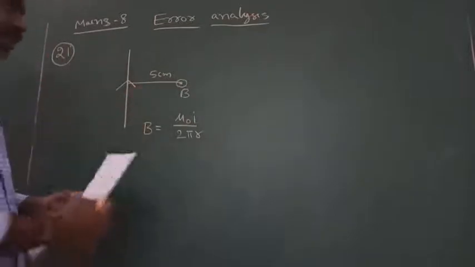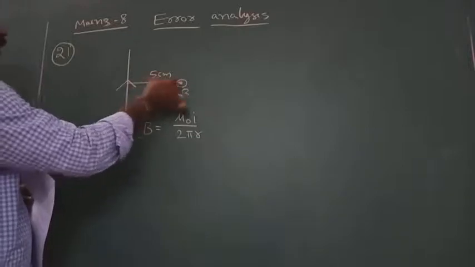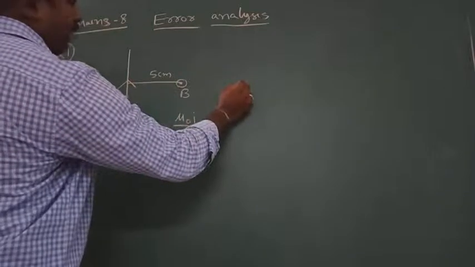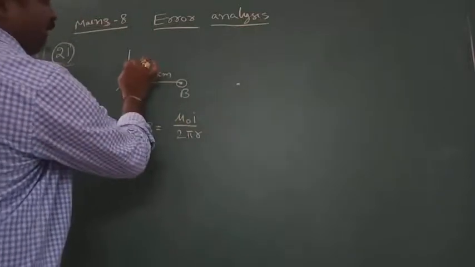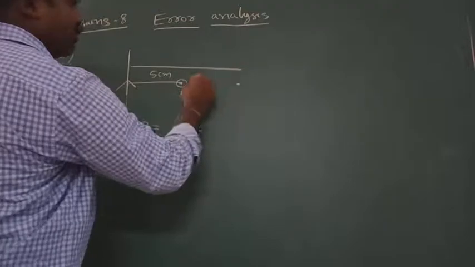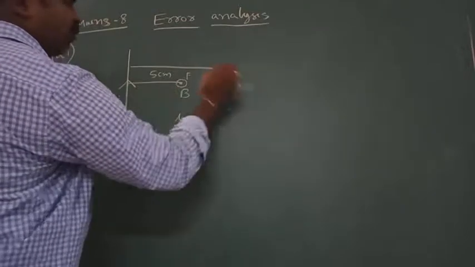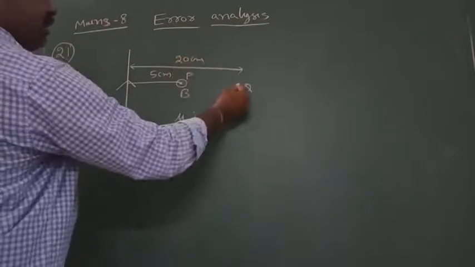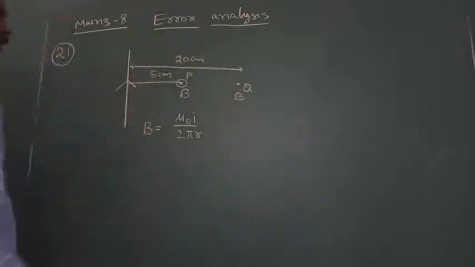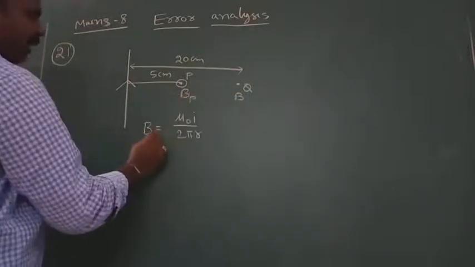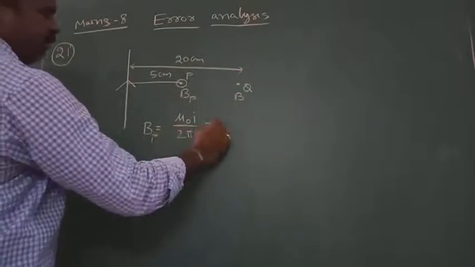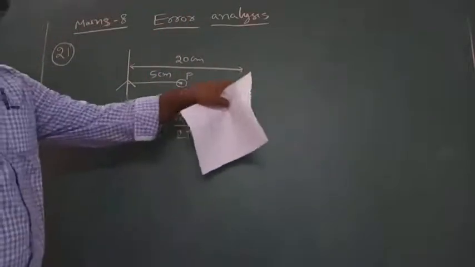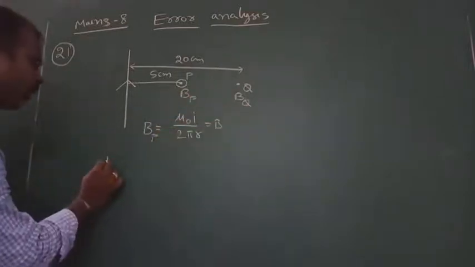A point P is located at a distance of 5 centimeters from the current carrying wire. And the next one is when the distance from the wire is increased. Suppose this is the point P and this one is point Q. How much distance will be there? 20 centimeters. Then find the magnetic field at this point. This is BP, and BP is nothing but B. We need to find the magnetic field at point Q, which is BQ.